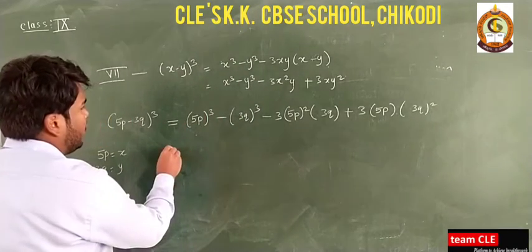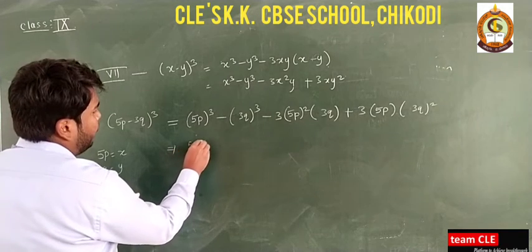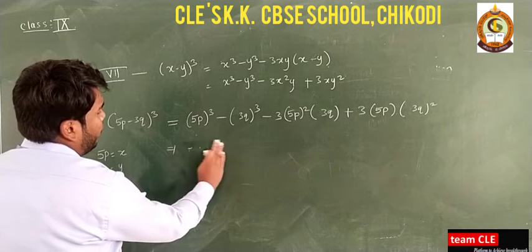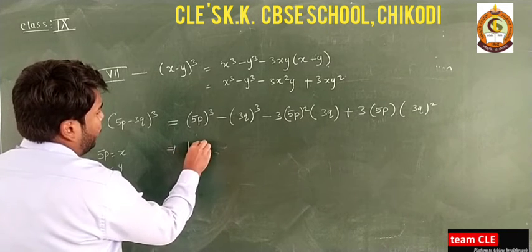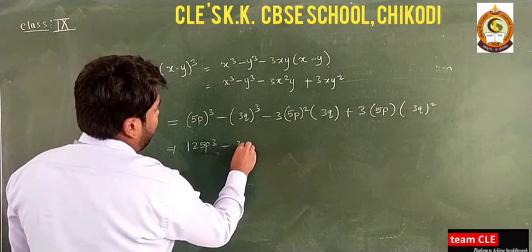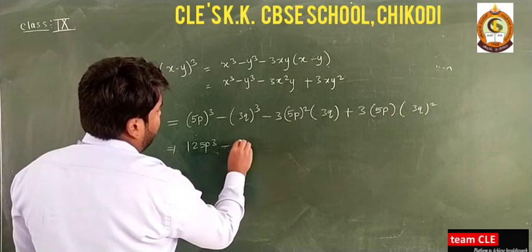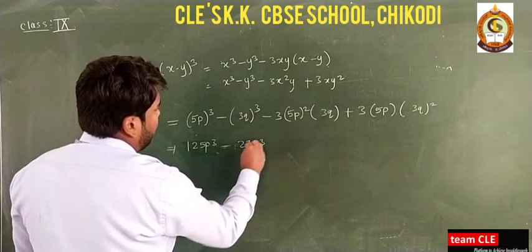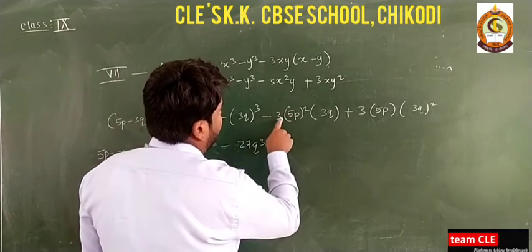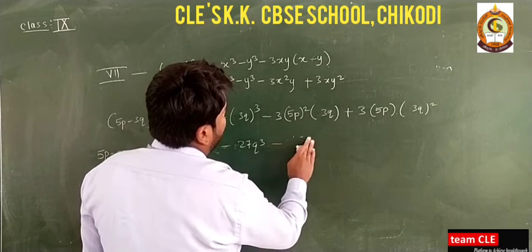Okay, so dear students, see here, 5 cubed means 5 into 5, 5 5s are 25, 5 5s are 125, so 125p³, minus 3 cubed means 3 into 3, 3 3s are 9, 3 9s are 27, so 27q³. Similarly, minus into plus is minus.